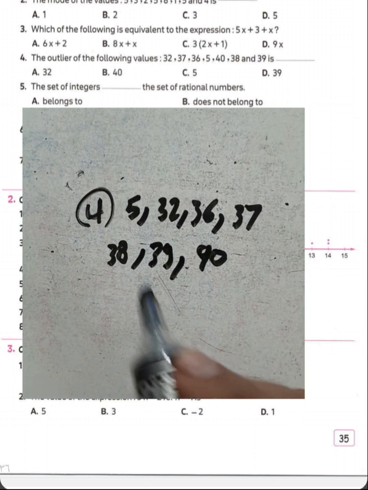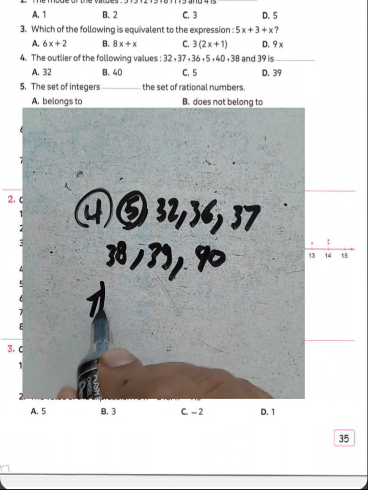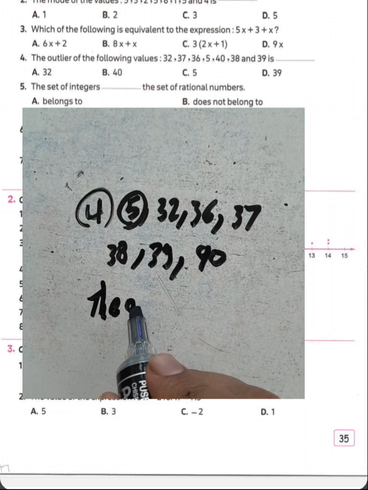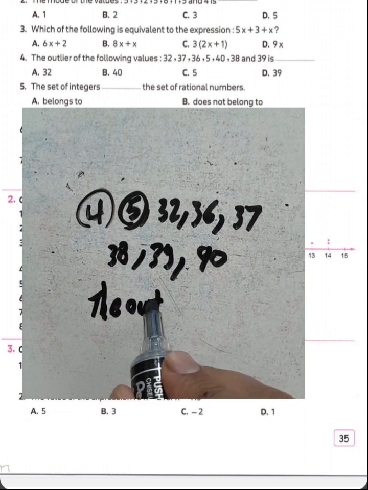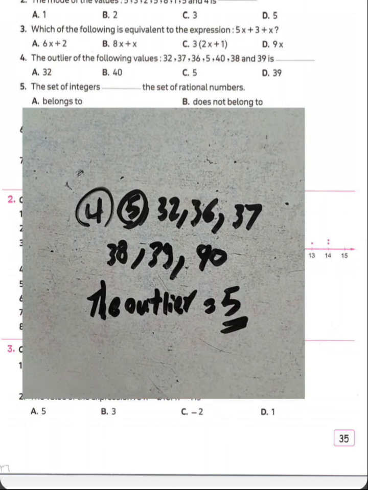You want to find the outlier of the following values. The smallest digit here will be 5. We must choose the smallest number of all the digits here. Smallest number here is 5.